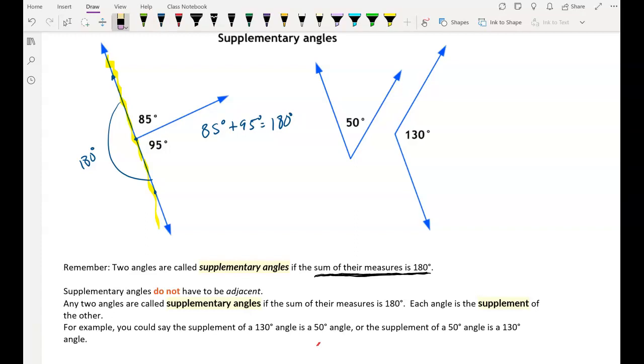Okay? But supplementary angles do not have to be adjacent. Notice that these are adjacent because they share this ray right here, but they don't have to be. Supplementary angles don't have to be adjacent. You can add any two angles together, and if they equal 180 degrees, they are supplementary. Notice here, this angle is 50 degrees, and this angle is 130 degrees. When you add 50 degrees plus 130 degrees, you get 180 degrees. Those two angles are supplementary. Okay?